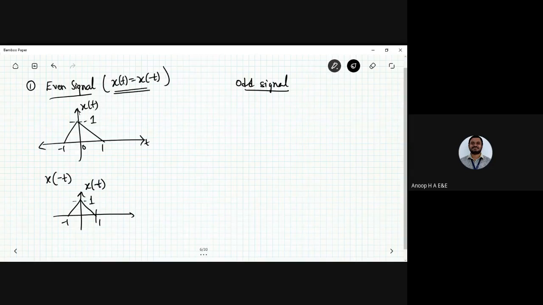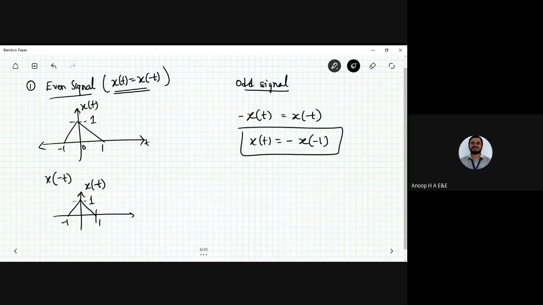So that is the observation that is being drawn from the given signal there. In the meanwhile, what you can generally do here is, for an odd signal, you will be having x of t, minus x of t, that will be equal to x of minus t there. So again, x of t, if you want to write it, minus x of minus t. That is what you can write in case of an odd signal.